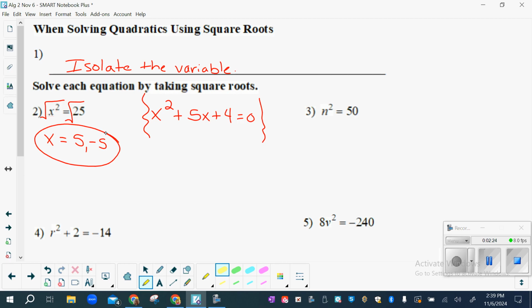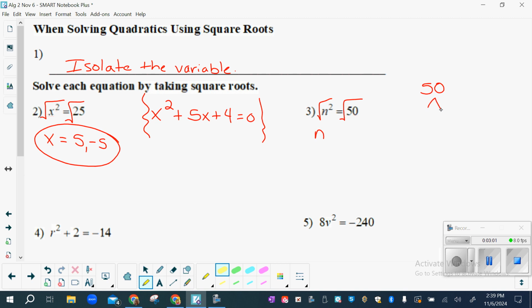So what do we do on number 3? What would our first step be to solve that one? We want to square root both sides. And so we don't have a square root of 50, do we? So what do we do on that one? You gotta simplify it. And how do we simplify the square root of 50? We're going to do a factor tree.